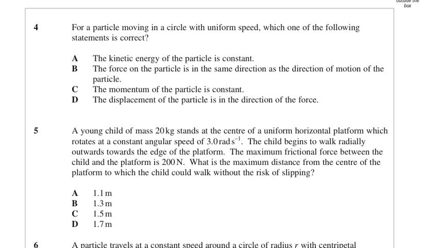Okay, for a particle moving in a circle with uniform speed, which one of the following statements is correct? The kinetic energy of a particle is constant. Yep, absolutely correct. The speed is the same and the mass is the same. The kinetic energy is going to be the same because kinetic energy is a scalar, so we're not interested in the direction.